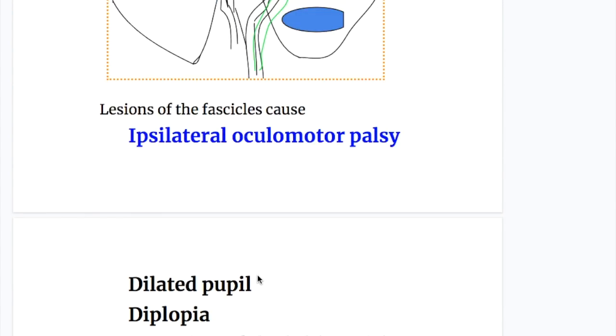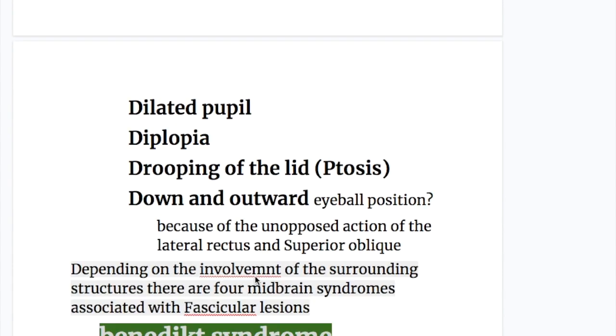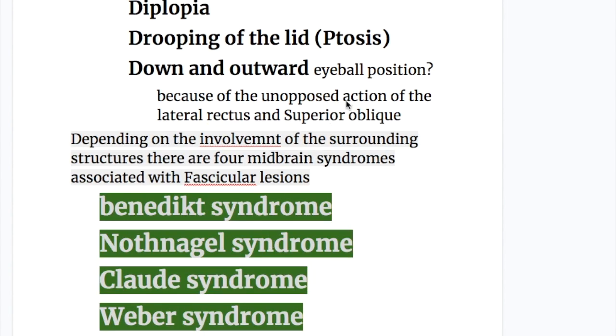Lesions of the fascicle cause ipsilateral oculomotor palsy. So what are the features of oculomotor palsy? 4D: dilated pupil, diplopia, drooping of the lid (ptosis), and downwards and outwards eyeball position. Why downward and outward eyeball? Because of the unopposed action of the lateral rectus supplied by the sixth cranial nerve, abducens, and the superior oblique supplied by the trochlear nerve, the fourth cranial nerve.